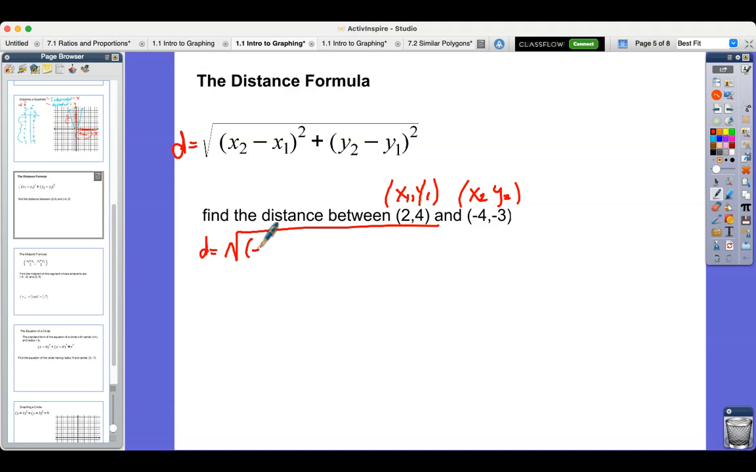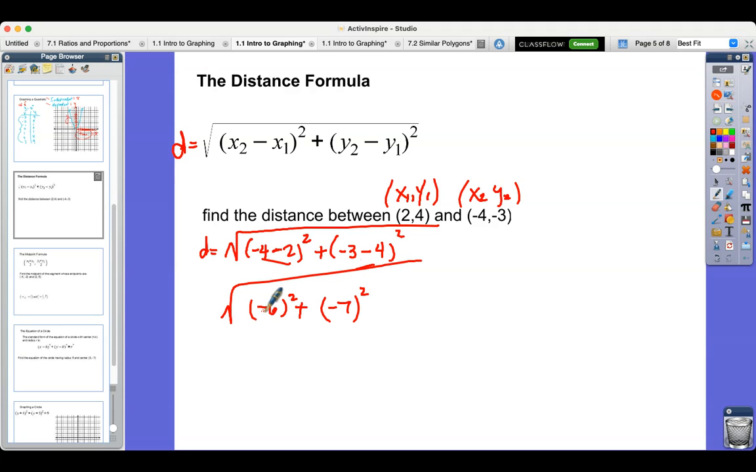So we got -4. Now understand, you carry the sign, minus, doesn't matter what x1 is, it's minus whatever x1 is, in this case 2, quantity squared, plus, now we don't distribute the square, we simplify in the parentheses first. y2, which is -3, minus y1, in this case 4, quantity squared. So again, we work the inside first, so -4 and -2 gives us -6. -3 and -4 gives us -7.